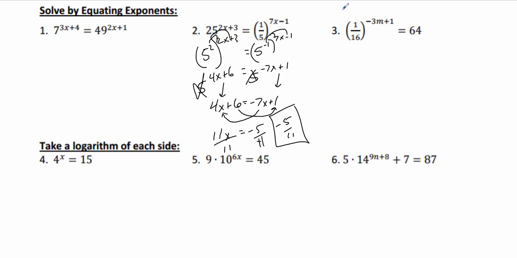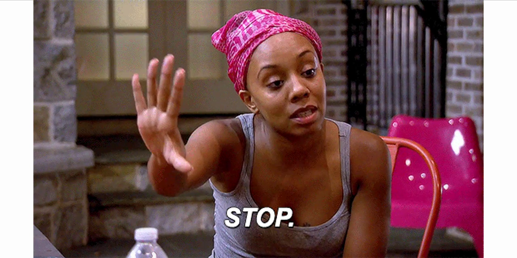Number 3, what I want you guys to do is to try to solve this one yourself. Hint here, make sure 16 and 64 are the same bases. Right now, I can't change them. I can change them. There are 2 different ways I can do this problem, so we'll talk about maybe both of those ways. But pause the video now and try to do it.